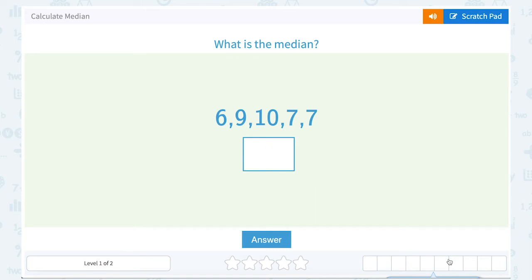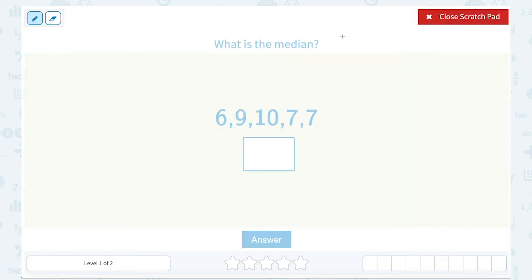Let's take a look at how to calculate the median. The median means the middle number when your numbers are ordered from least to greatest.